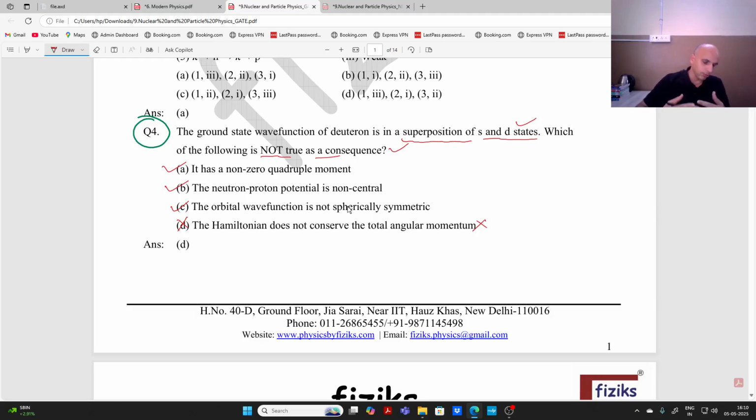Now if you don't know about the Hamiltonian, right, then obviously you can approximate the correct answer, because these three properties you know very well: non-zero quadrupole moment, neutron proton potential is non-central, orbital wave function is not spherically symmetric, right? But if you don't know about this, you can take a guess on this. So the Hamiltonian in actual, right, I have not covered it there, but the Hamiltonian for the deuteron does not conserve the total angular momentum. So this is the correct answer, right?